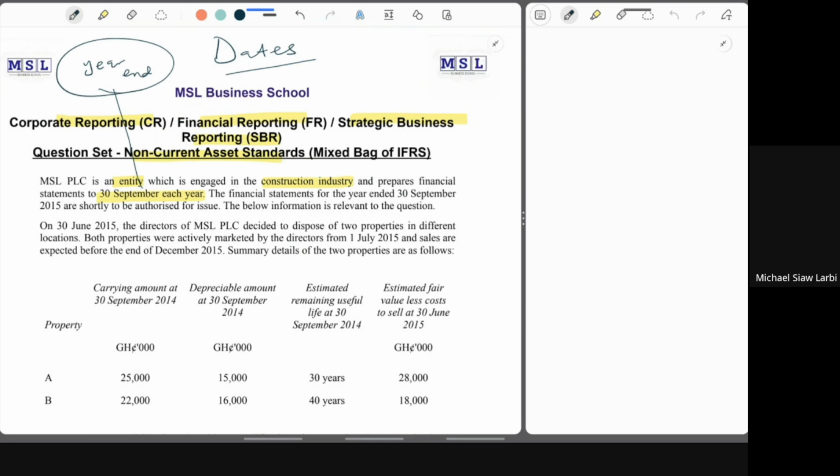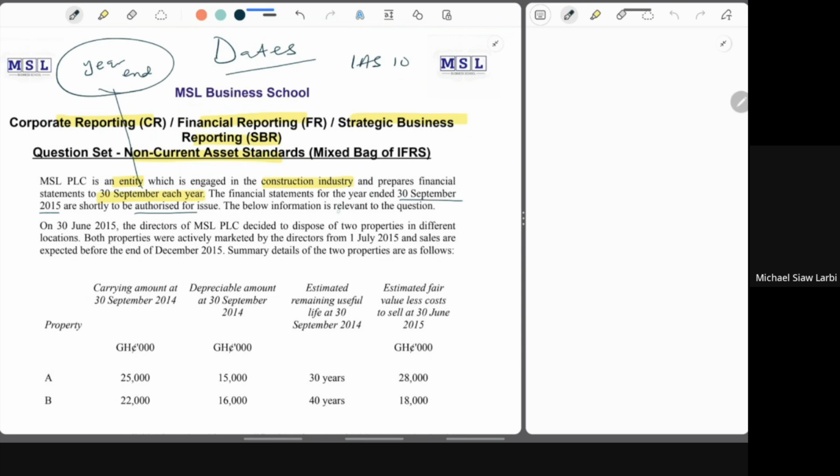The financial statements for the year ended 30th September 2015 are shortly to be authorized for issue. Anytime I see authorized for issue, I begin to ask myself, will there be something under IAS 10, events after the reporting period? But let's see, right? So they are about to authorize financials for issue. So let's see what happens.